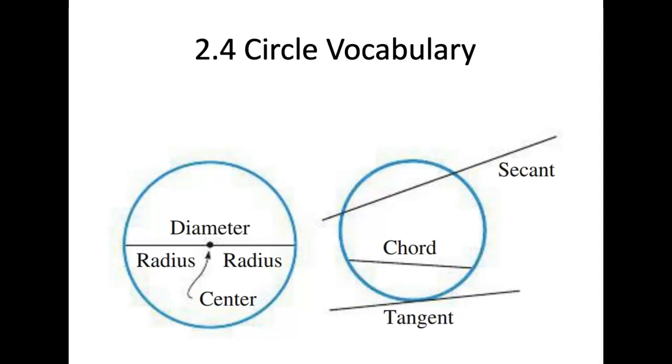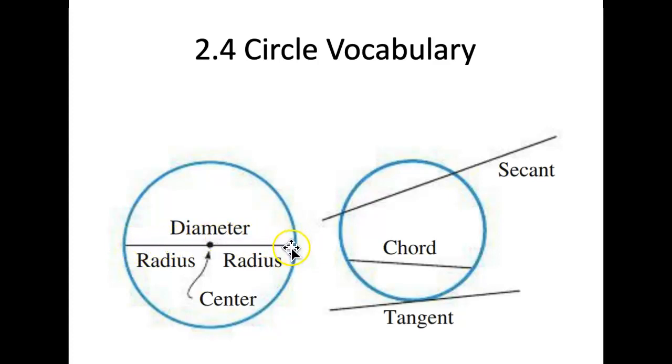In lesson 2.4, we're looking at some basic facts that deal with circles. To begin with, we have some terminology you need to be aware of. For example, the center of the circle, and the distance from the center to a point on the circle is the radius. Two radii added together is the diameter.